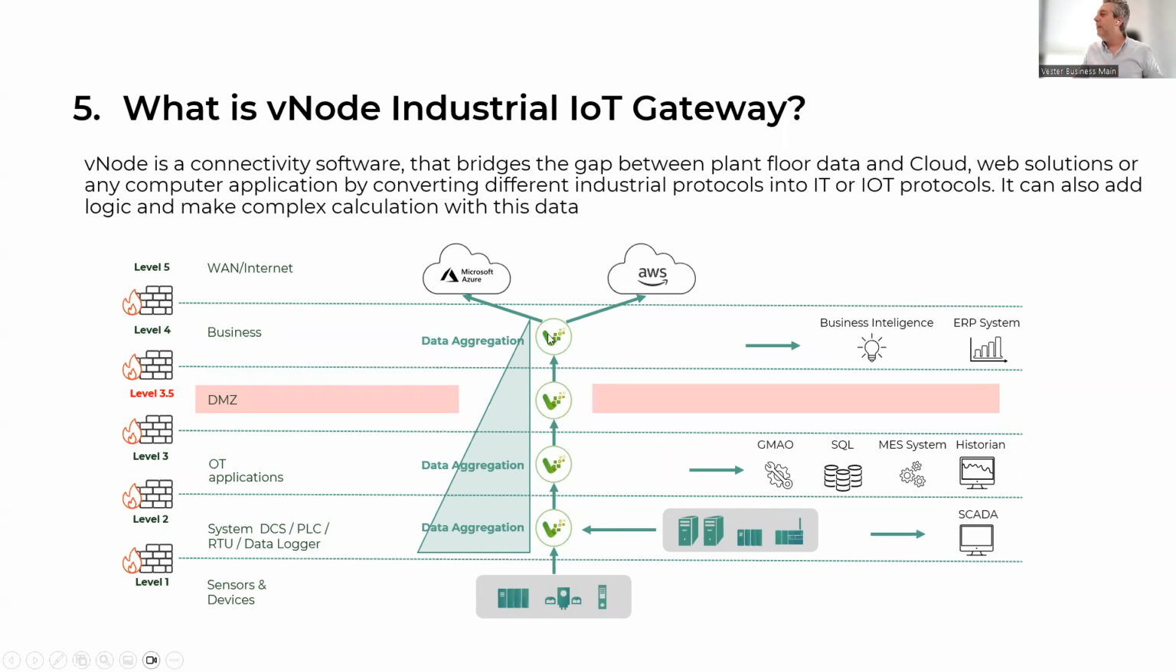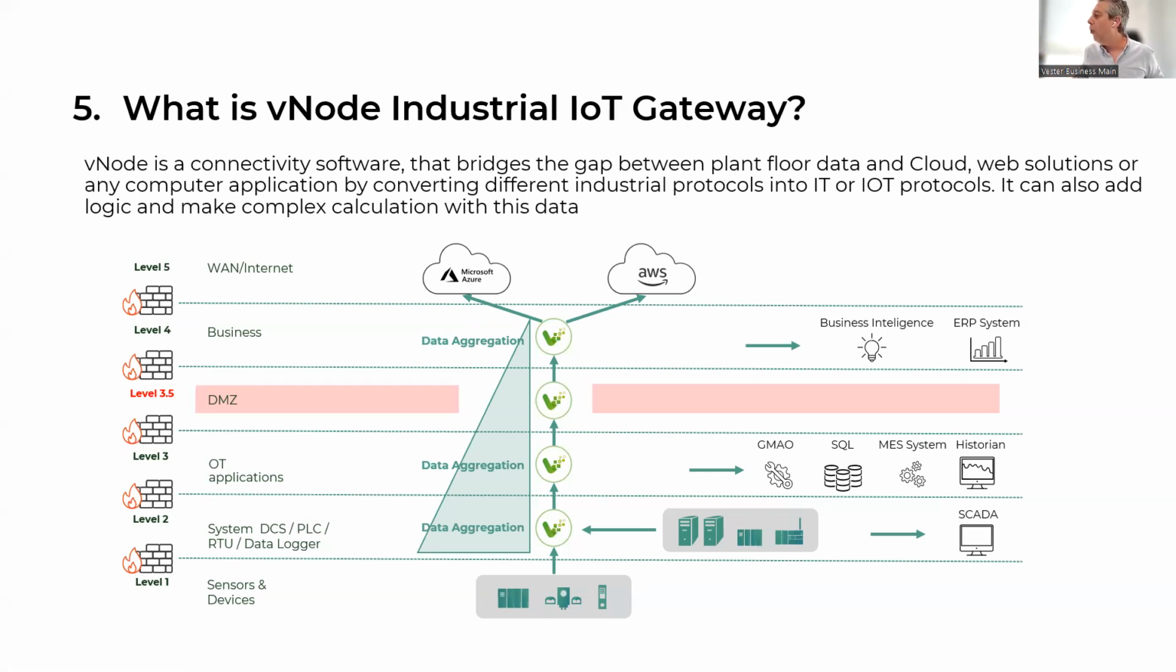So this vNode, again, is going to collect all the data coming from all the different vNodes in other layers. Again, it is going to give the data to the applications in that specific network. And of course, we'll be pushing the data, if we want, to the applications in the cloud. Okay, again, this is just an example.